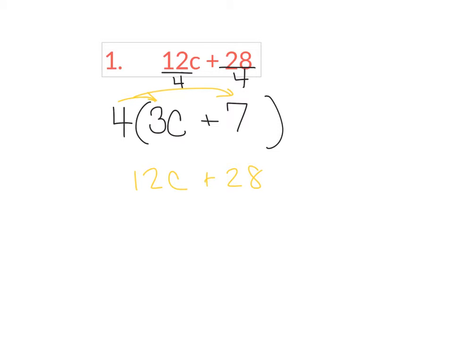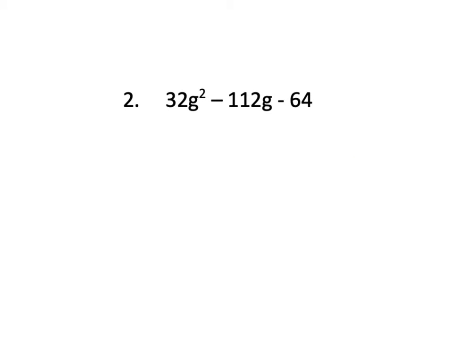But please recognize that this is not the factored form. This is what we started with. This is simplified. Our factors, again, are two things multiplied, or more than two things multiplied together. This is the factored form, 4 times (3c plus 7), and again, that's read as 4 times the quantity of 3c plus 7. Let's try another. This one is a trinomial.